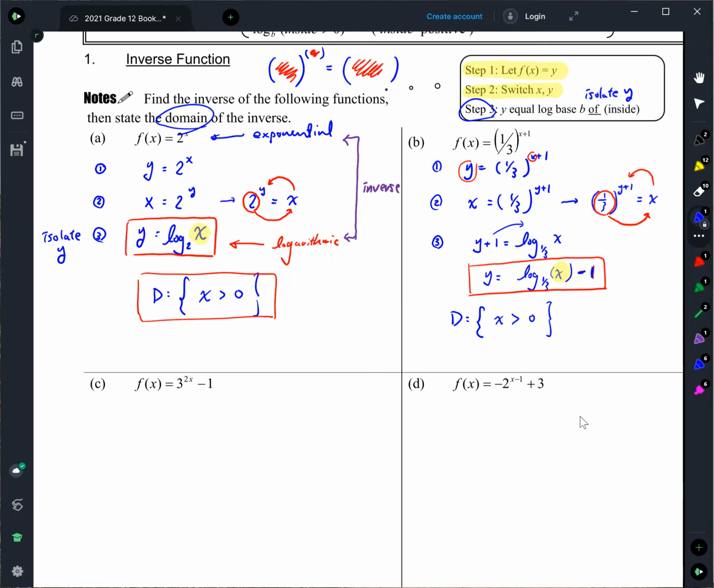Okay, so it's always step 1, 2, 3. Just sometimes in step 3, you need to do more work on isolating, right? You need to move the plus 1.